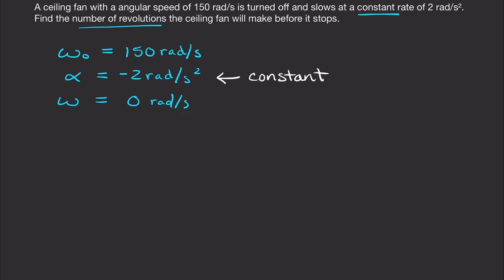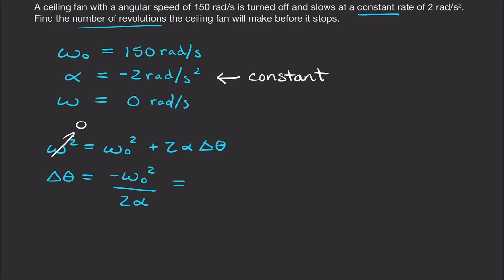So the only kinematic equation we have that will work will be omega squared equals omega naught squared plus 2 alpha times delta theta. And then omega is just 0. So if we solve for delta theta, we will get minus omega naught squared over 2 times alpha. And if we plug in, we get minus 150 radians per second squared over 2 times a minus 2 radians per second squared.